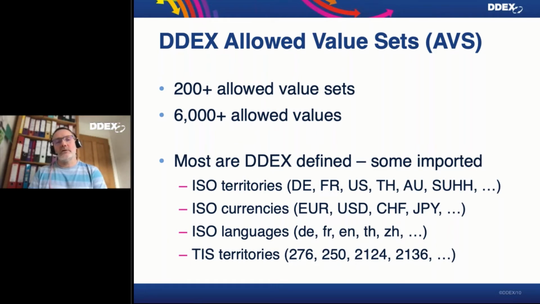And we also make use of TIS territory codes. Those are territory codes used by the music rights societies, defined through CSAC by the German society GEMA. They're maintaining it on behalf of CISAC. But those are the only ones that we really inherit. Otherwise, we define them ourselves. And we've given us some rules on how to do that.